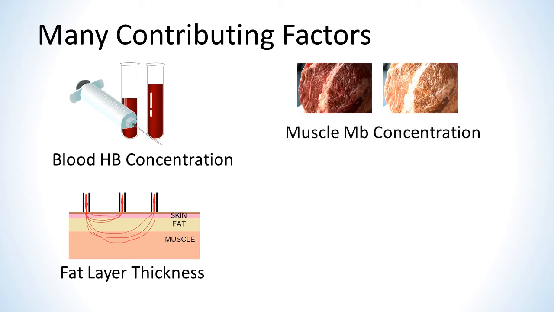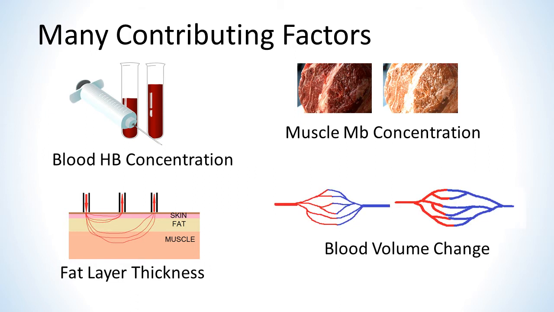Third is the density of myoglobin in the muscle. Myoglobin is what makes red meat look red. Hemoglobin and myoglobin appear the same to the Moxy sensor, so higher amounts of myoglobin will make the THB reading higher. Fourth is the volume of blood in the muscle. The more blood that is present in the muscle, the higher the THB reading will be.